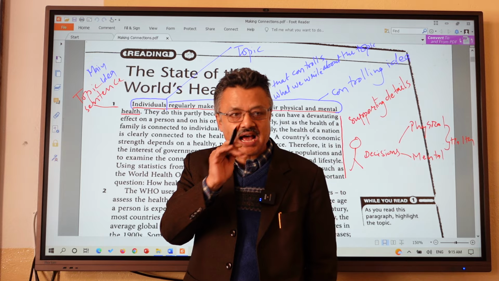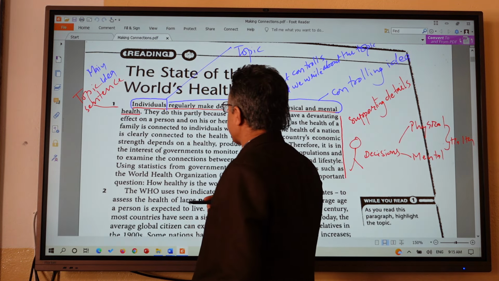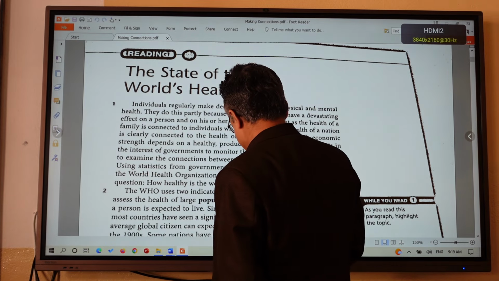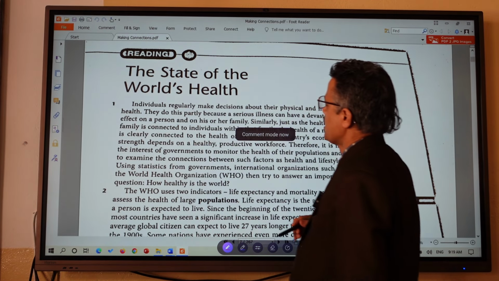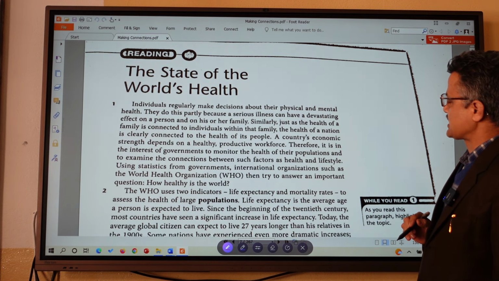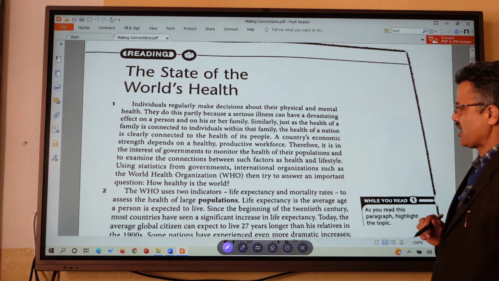I want to make you understand how connection is made in writing. Let me erase this. They do this partly because a serious illness can have a devastating effect on a person.